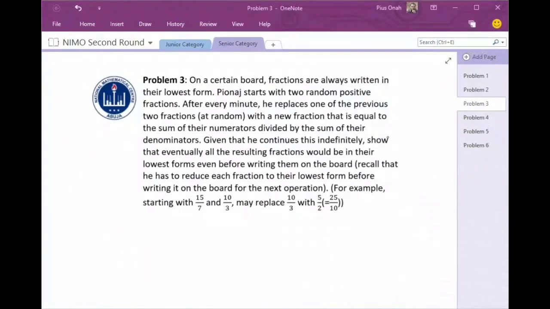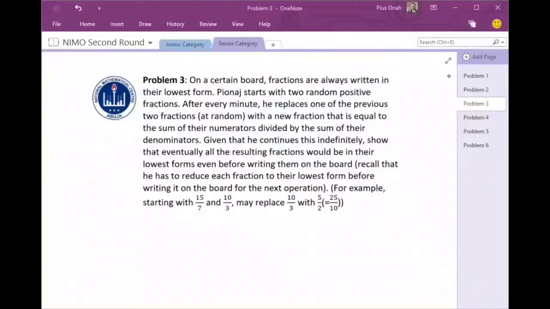Hi there, welcome to yet another edition of the Special Maths. So we'll be looking at the National Maths Olympiad, second round for Nigeria, senior category. So we're looking at problem 3.